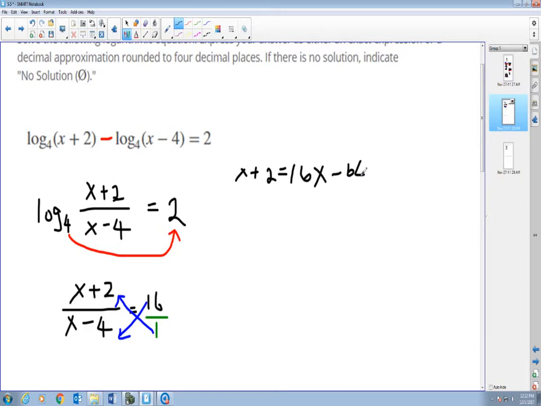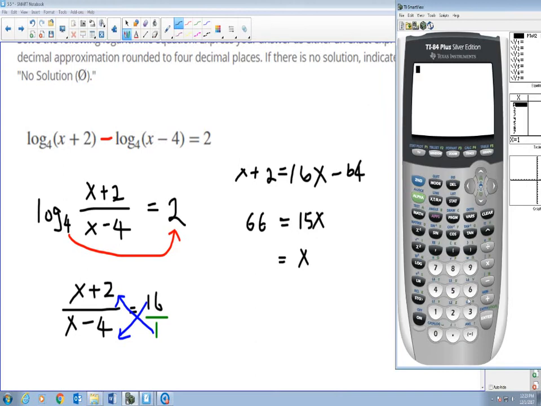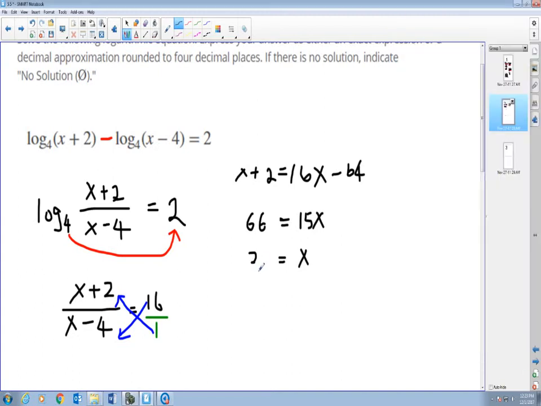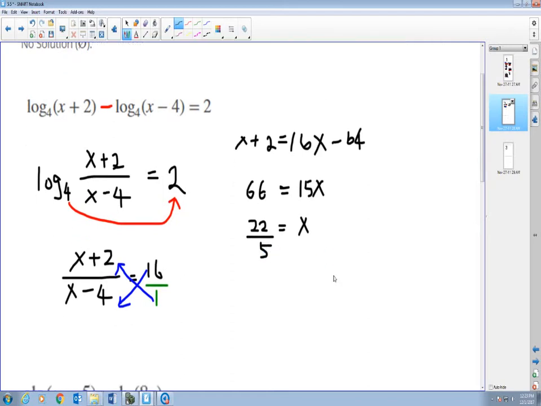What I have here is a linear equation. Moving my x over gives me 15x equal to 66. So my answer is x equals 66 over 15. I think I can reduce that, so that will be 22 over 5. That's how we do these problems.